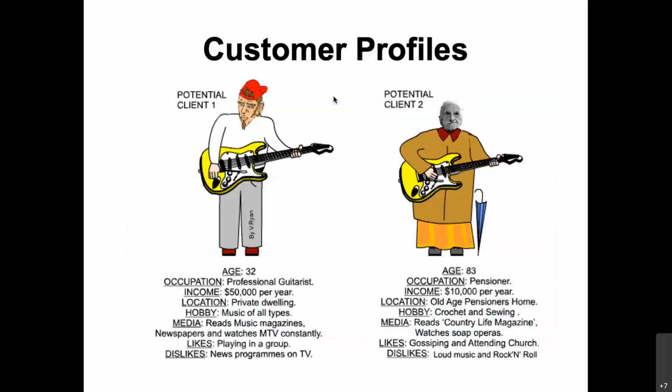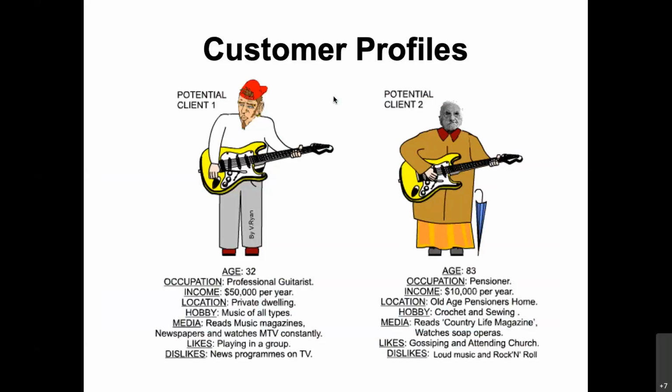So, for example, potential customer number 1: age 32, occupation, professional guitarist, income, $50,000 a year, location, private dwelling, hobby, music of all types, media, reads music magazines, newspapers, and watches MTV constantly. Likes, playing in a group, dislikes, news programs on TV. Okay, that's a customer profile.